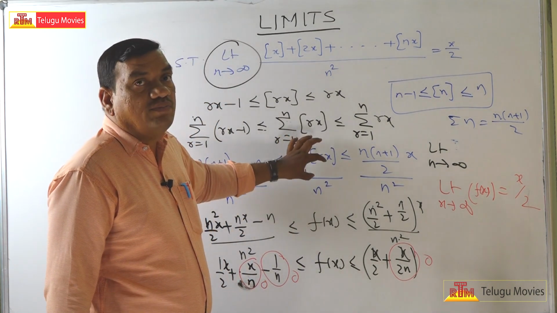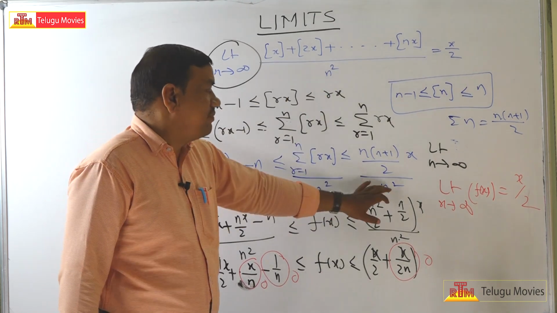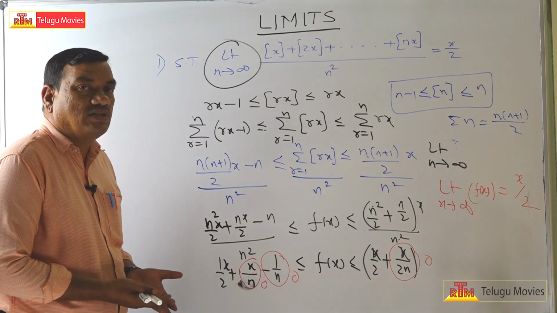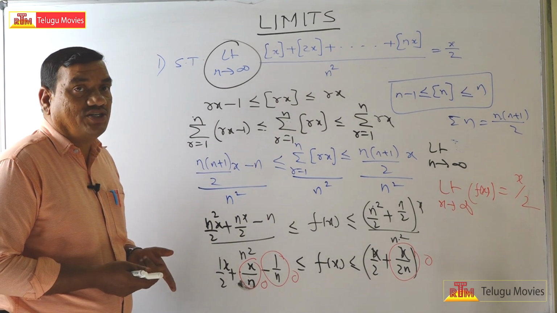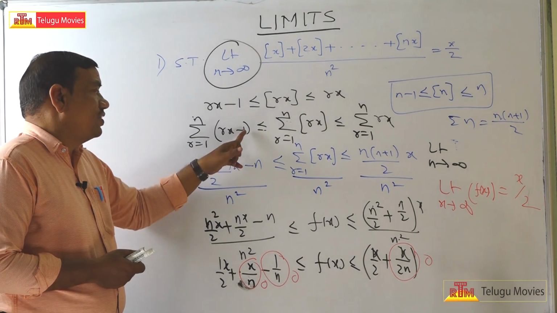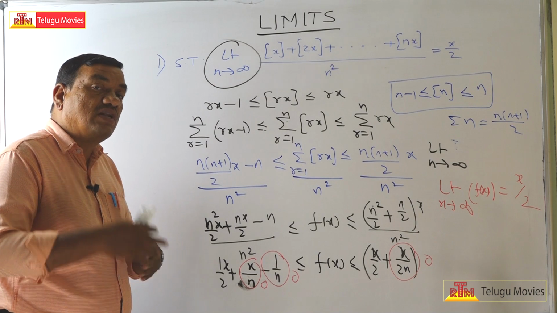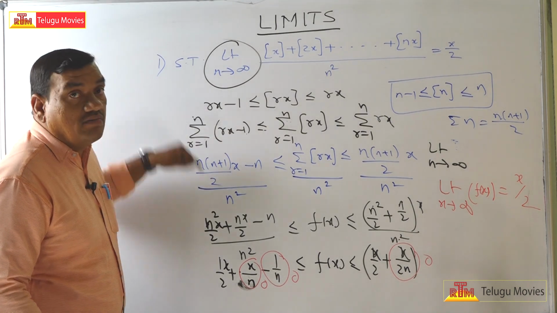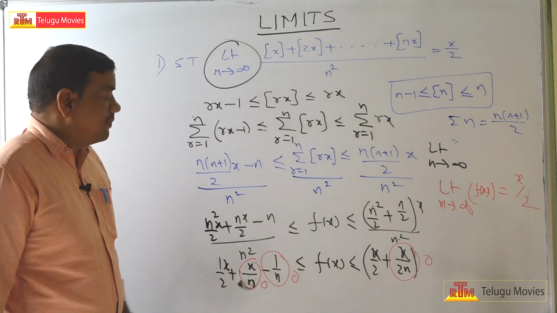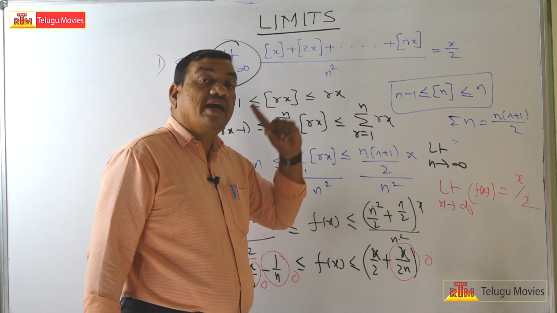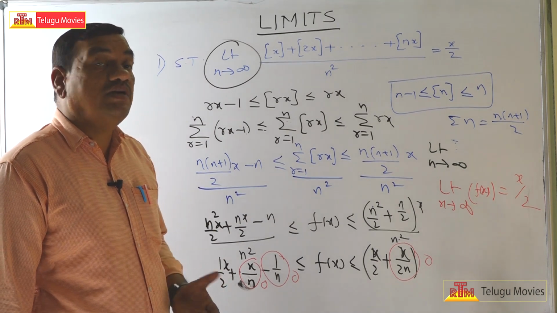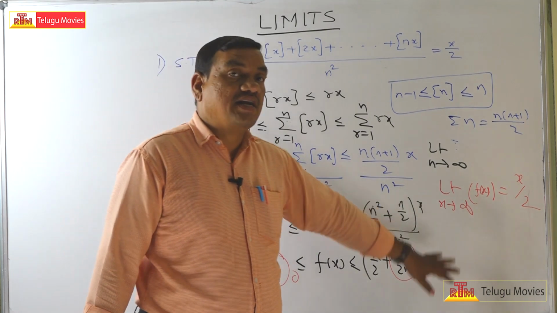Keep the center function as it is, by n squared. I separated. So here sigma r means n into n plus 1 by 2. Here x is a constant, because r runs from 1 to n, r is a variable, x is as it is. Here minus 1 means minus 1 plus minus 1, how many minus 1s are there? n minus 1s will be there. That's why minus n. Same also applies here. So expand and separate here, you will get x by 2, here also x by 2. According to the sandwich theorem, the center function also takes the same limit as the left hand side function and the right hand side function.